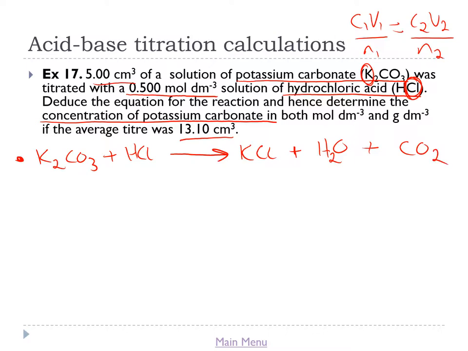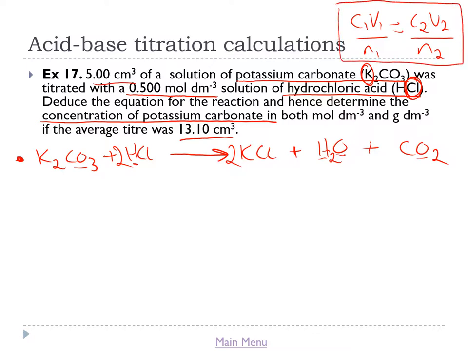So balance it up. There's two potassiums, so we're going to have two potassium chlorides here. Now there's two chlorides, so we'll need two HCls. We've got two waters, so two hydrogens, which means we need two hydrogens there, which we've got. We've got one, two, three oxygens, one, two, three oxygens, so all is balanced. Right, now we said before that it helps to decide what is your one and what is your two when you're doing the C1V1 over n1 equation.